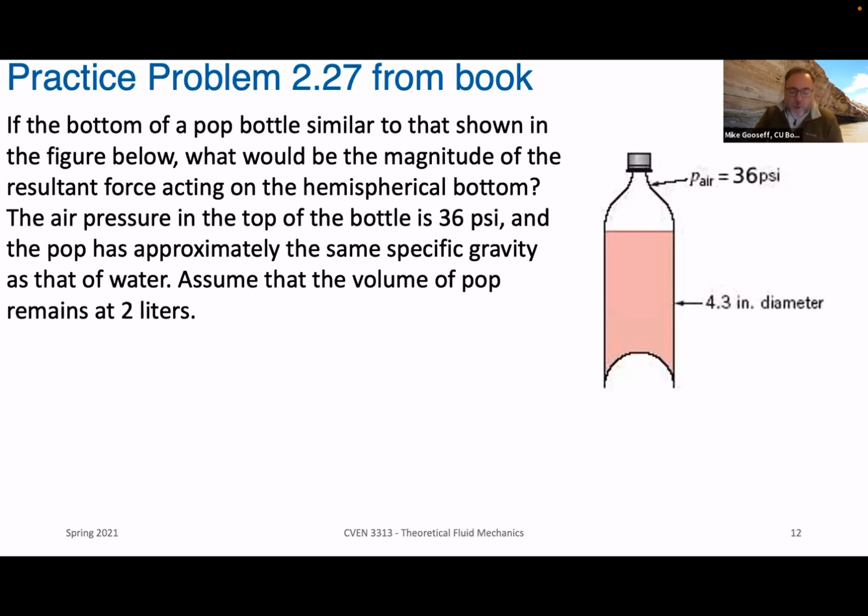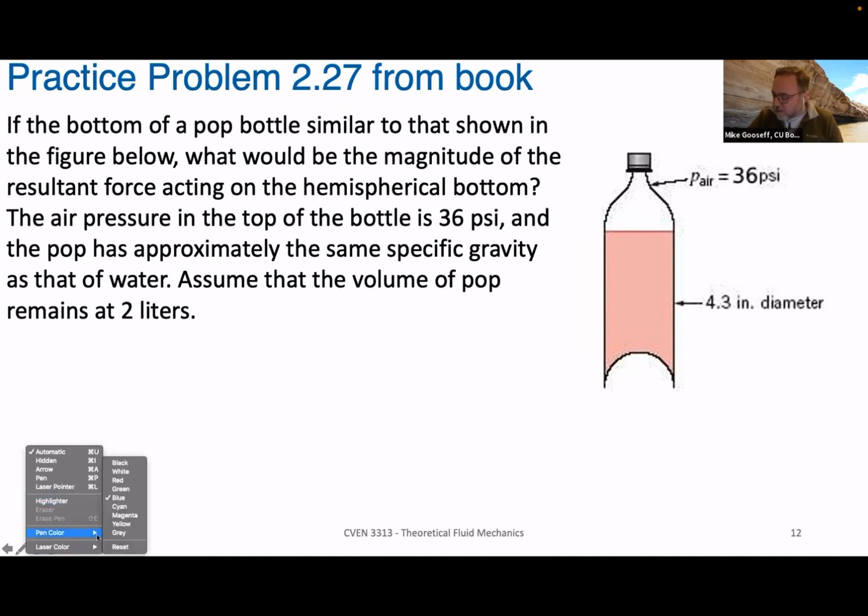So let's do a quick bit of a teaser. As you're going to expect, we need the volume of this fluid acting downwards. So let's convert that 2 liters of pop real quick to cubic feet, so that we at least have that for figuring out the volume, so that we can figure out the weight here in a moment.